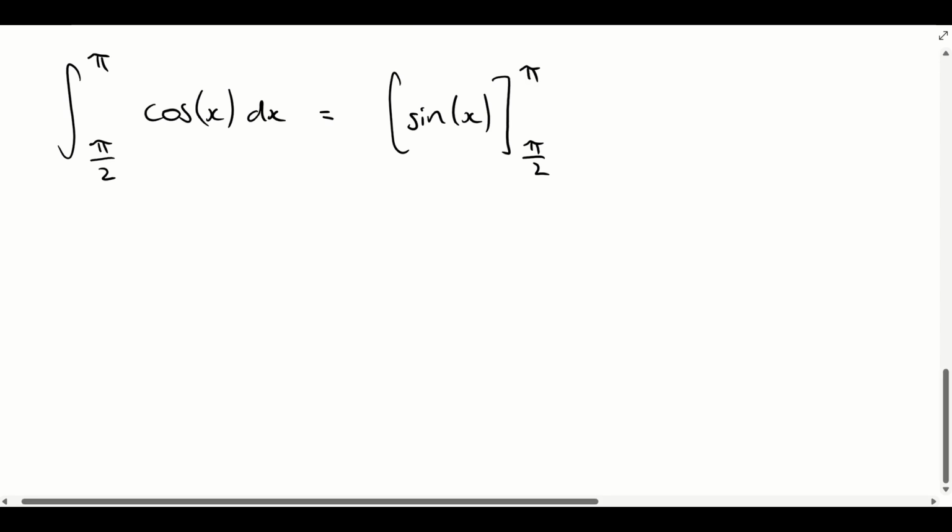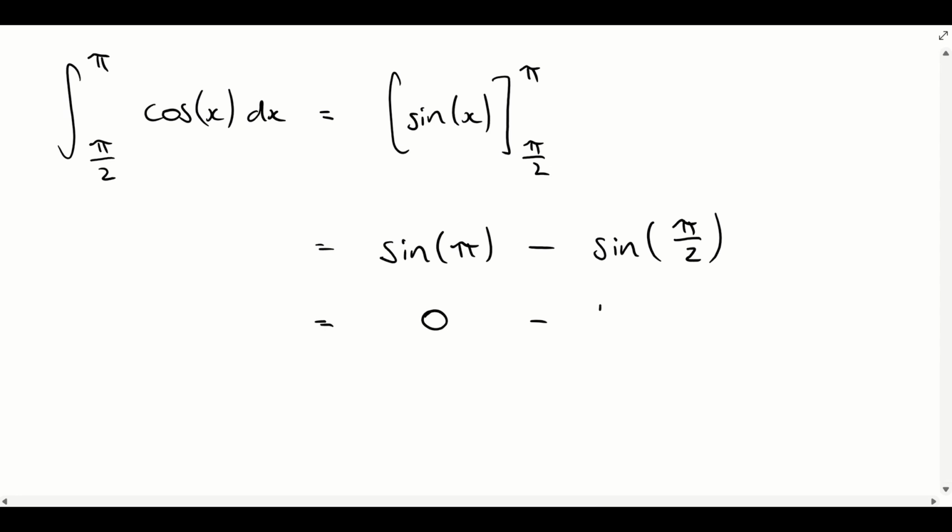So I put in my upper limit being pi, so that goes in. And then I subtract what happens when I put my lower limit in, my pi on 2. And well, sine of pi, that's just 0, and sine of pi on 2 is just 1. So I get 0 minus 1, which is minus 1. We'll do one more example.